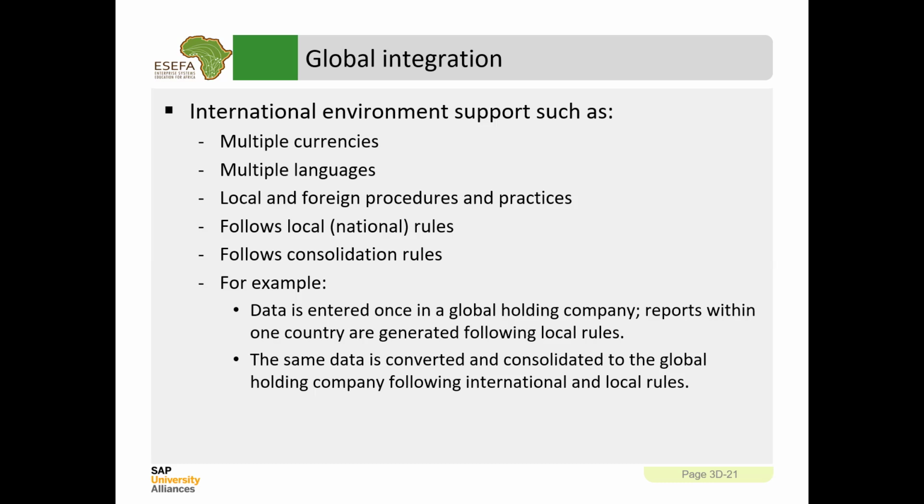So Kano operates a naira that is called Kanuri or whatever. So its currency is being used as the basis for transactions in that location. So we can see that you see multiple currencies, you see multiple languages, you see local and foreign procedures and practices. It follows local or national rules and also follows consolidation rules. For example, data is entered once in a global company. Reports within one country are generated following the local rules.